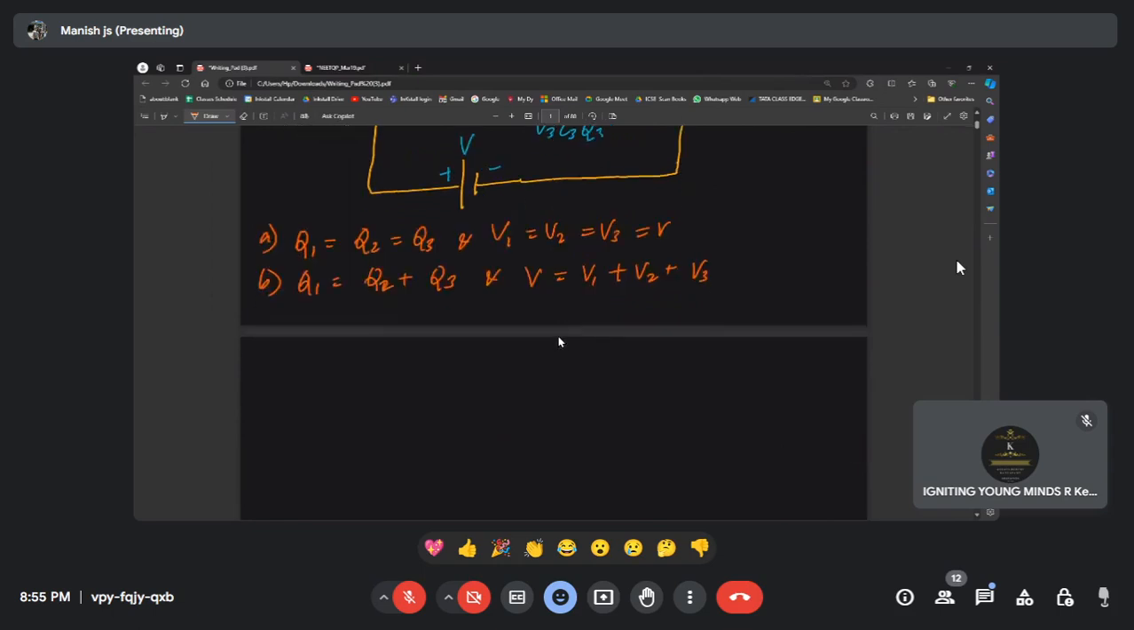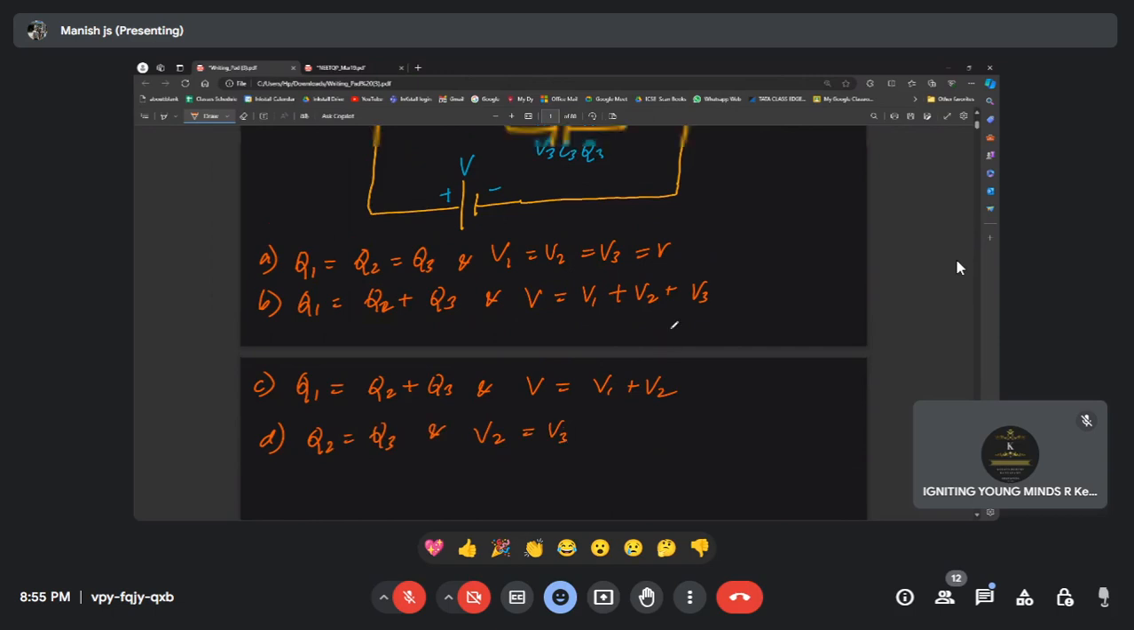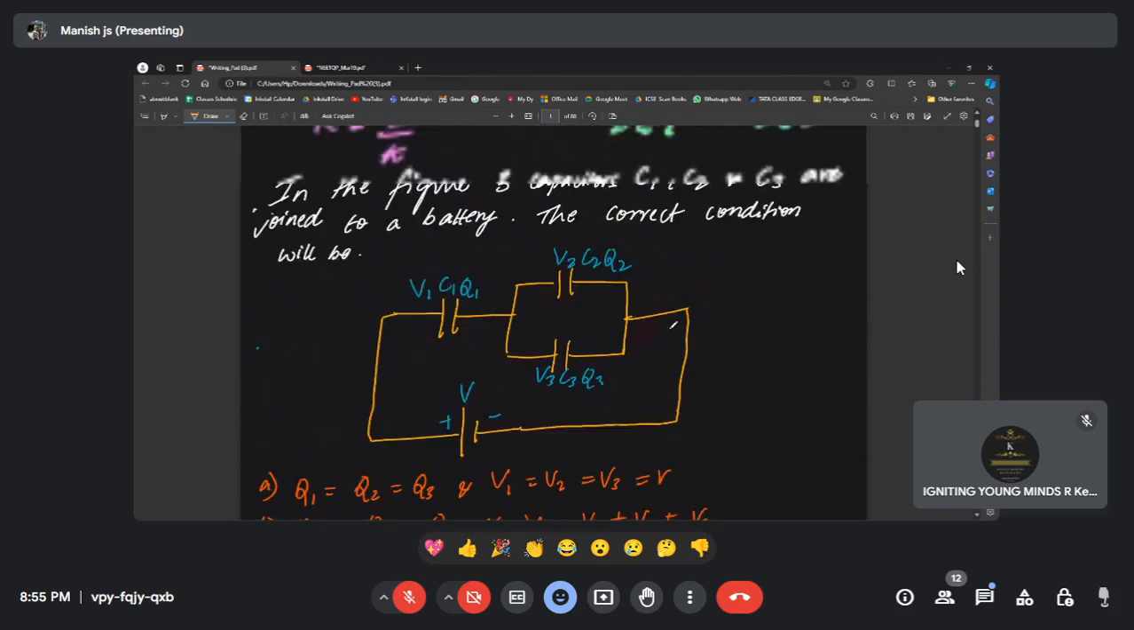Option C: the first charge Q1 is equal to the sum of both, and V equals V1 plus V2. And the last option, option D: Q2 is equal to Q3, and V2 is equal to V3. These are the options. They ask you what the correct relationships are.